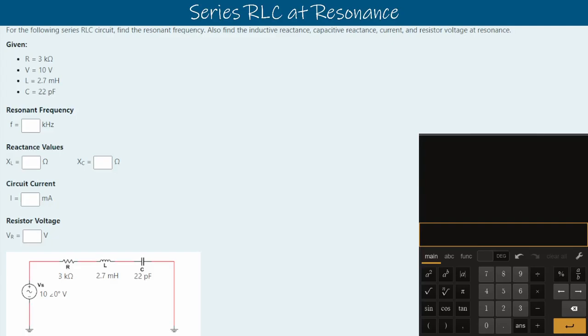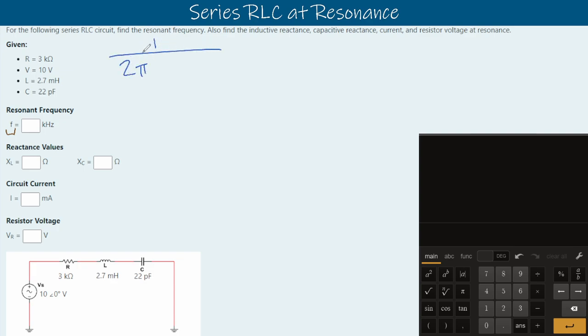Hello and welcome. In this video, we're going to look at how to calculate series RLC circuits at resonance. So we'll start off with our resonance frequency, which is our FR equation. That always results back to our 1 over 2 pi with all of our time constants. So anytime you see an F variable, you want to look for your 1 over 2 pi equation. So in this case, it's 1 over 2 pi.